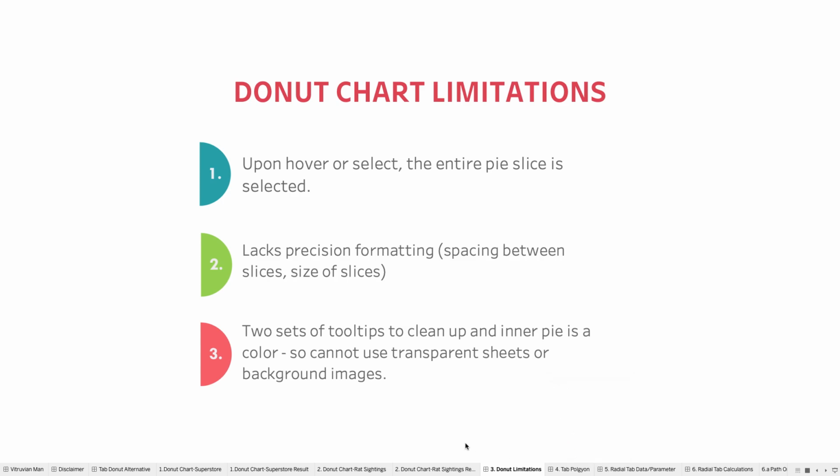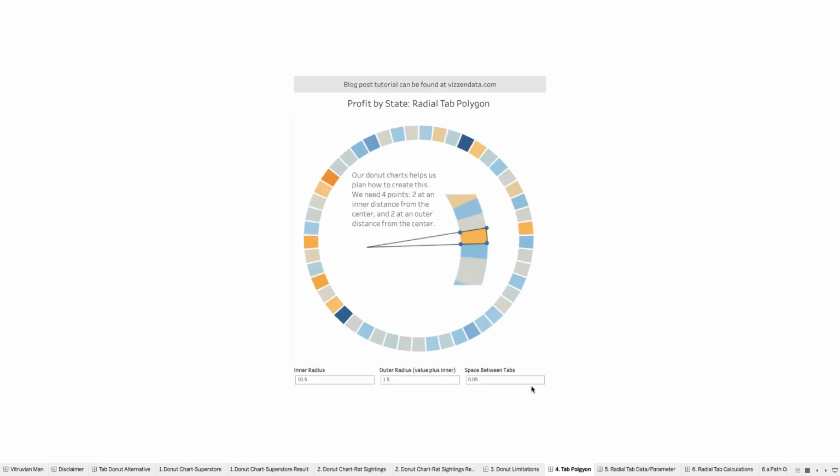There are some good things, and you can put some text in the middle if you wanted, but you can kind of do that with the Radial as well. All right. So for the tab polygon, this is what we're going to do. And I do have some of this already on my blog that you can look at as well.